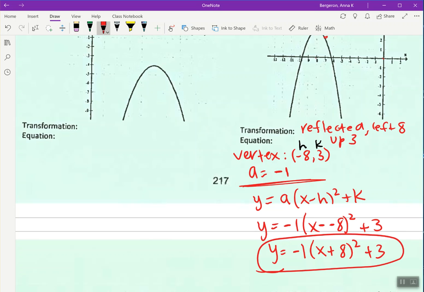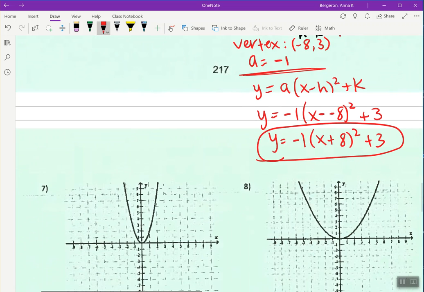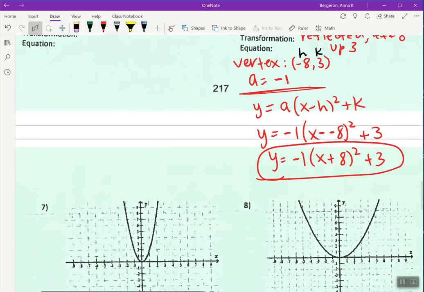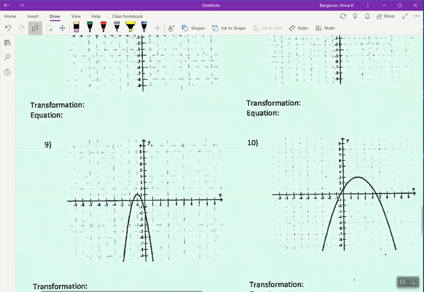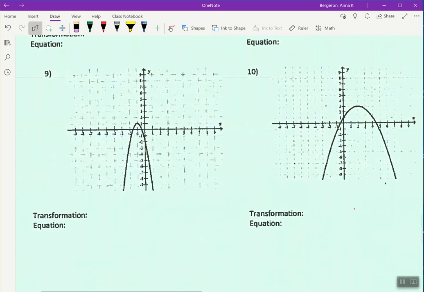So writing out those transformations doesn't necessarily help us write the equation exactly, but it gives us tools that we need and gives us insight into that information. So let's go ahead now and look at number 10 on page 218. This one's a little tricky as well. So let's look at this one together.